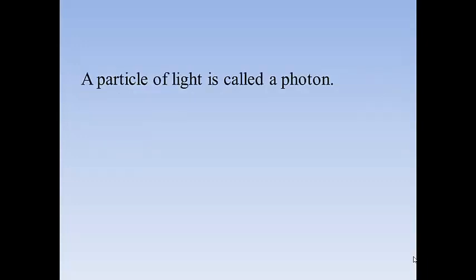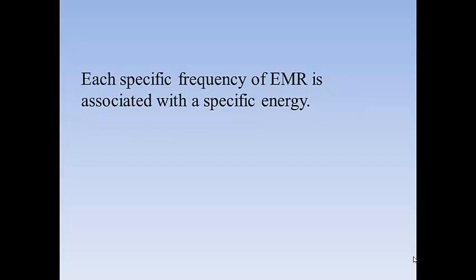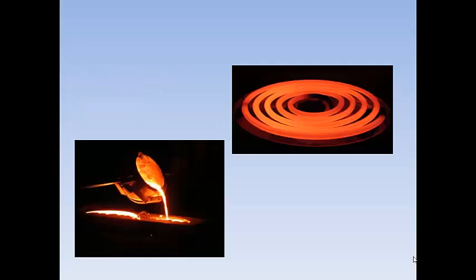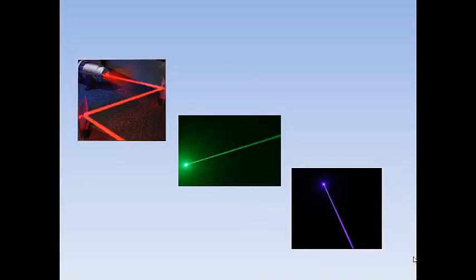A particle of light is called a photon, and a beam of light is made up of an almost inconceivable number of photons. Each specific frequency of EMR, or each specific type of photon of EMR, is associated with a very specific energy. What does that mean? It means that the photons of anything glowing red have the same energy. Anything that is yellow hot, the photons have the same amount of energy. This explains why red lasers have less energy than green lasers, which have less energy than violet lasers.